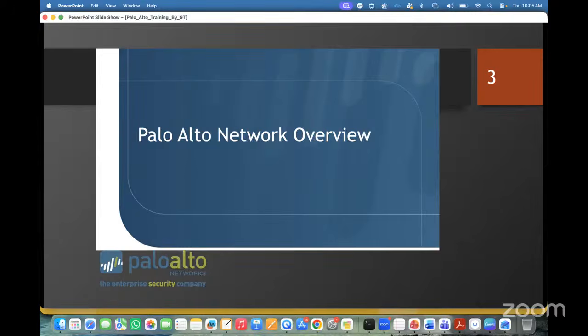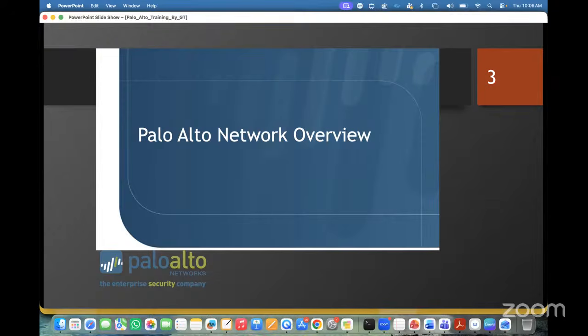So I will explain what is the next generation firewall and what is the legacy firewall. That also we have to understand, what is the key difference between these two firewalls. What was the problem with the old firewall and how the next generation firewall is going to solve that problem. So that also we'll understand.